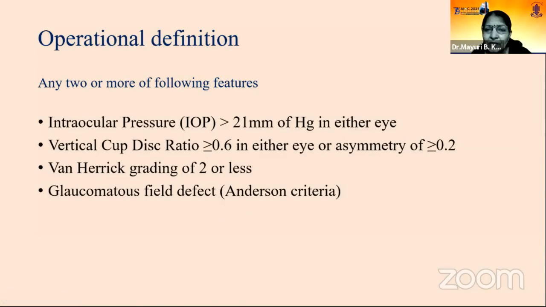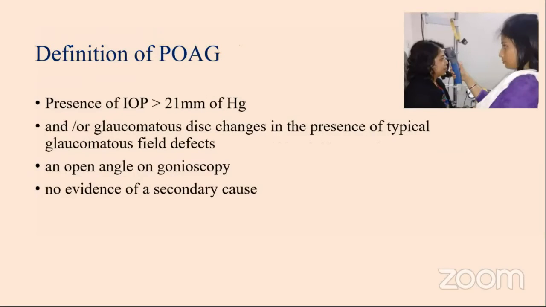IOP could be a misjudgment, and the vertical cup disc ratio of 0.6 may not be glaucomatous. So there is bias in this. That is exactly my point. Ma'am is right. Even if the vertical cup disc is 0.6 or more, it cannot be glaucoma. It can be normal also. And I have 21 also. Yes, I agree to this.